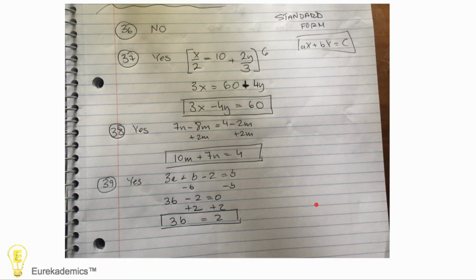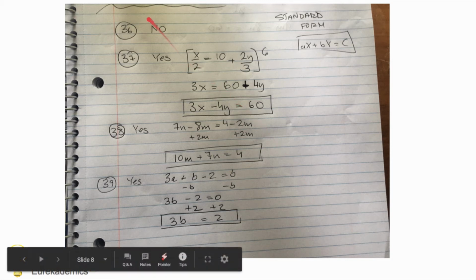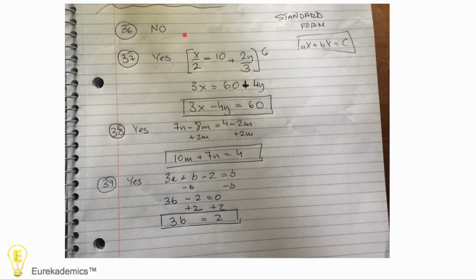So for number 36, what we look for to be linear is that all of our x's have no exponents, and this goes for the y too. If y's have exponents, it's nonlinear. And we can't have x or y in the denominator of a fraction, because that's technically a negative exponent, and I'll explain that later. So 36 is no, because you have a y in the denominator. It makes one of these curvy lines. It's not linear.